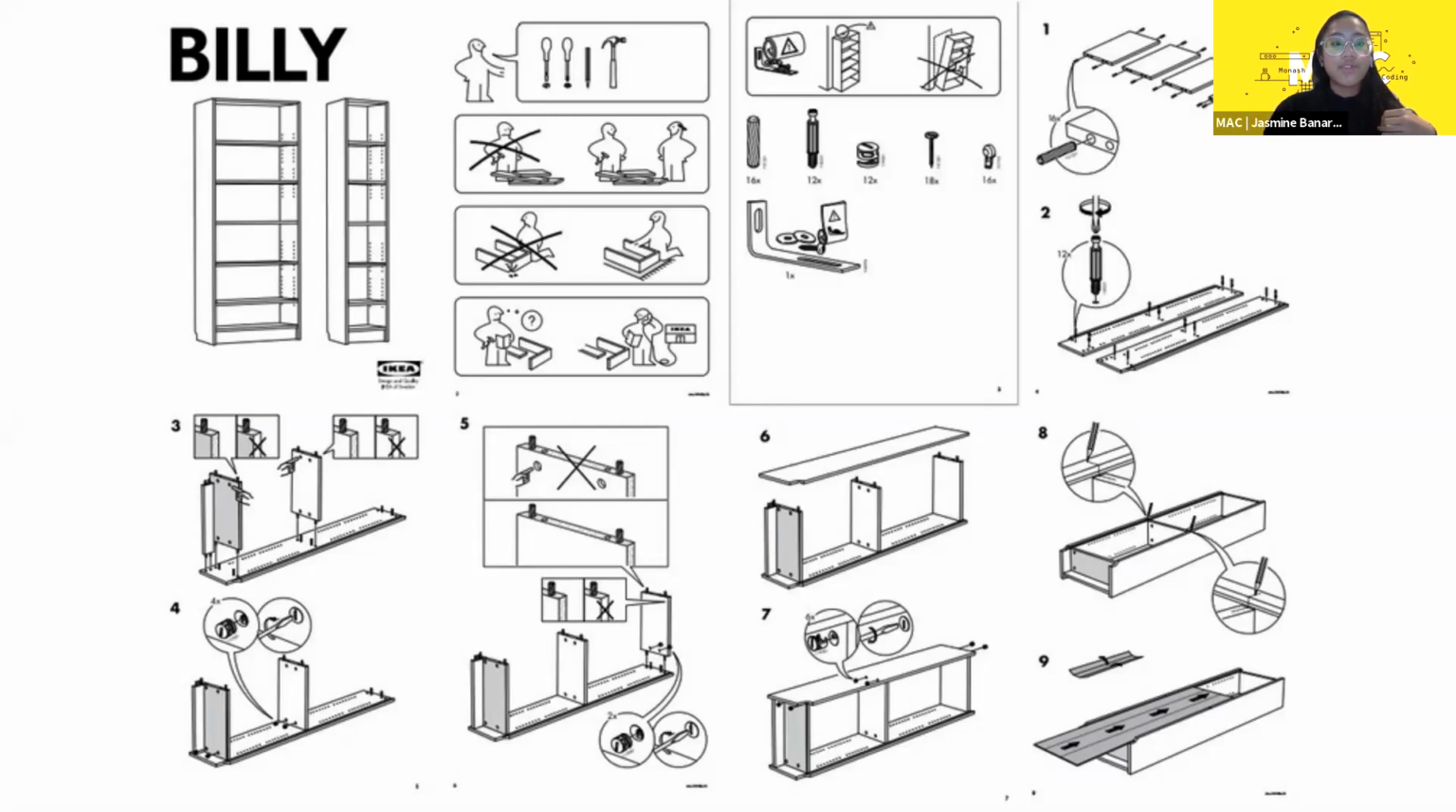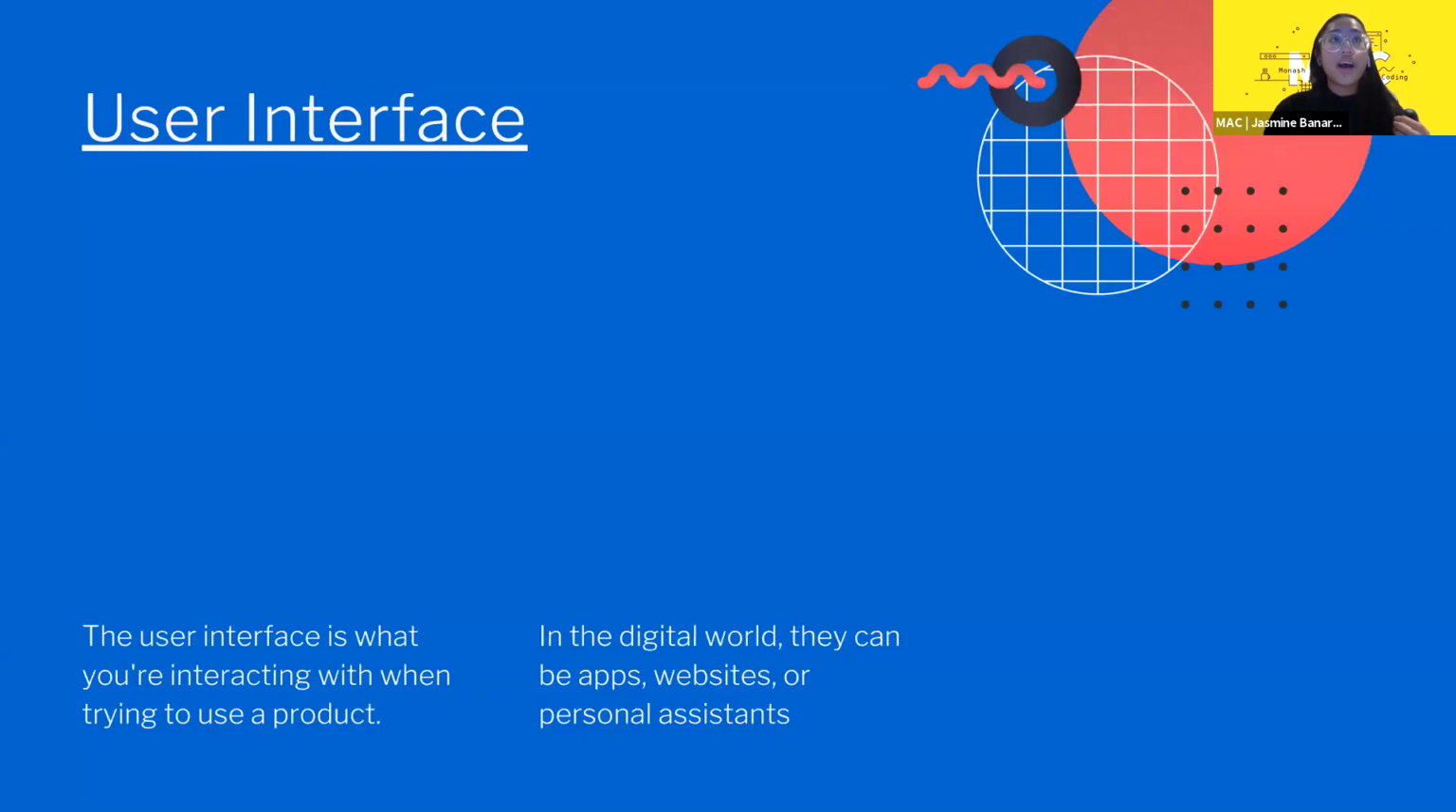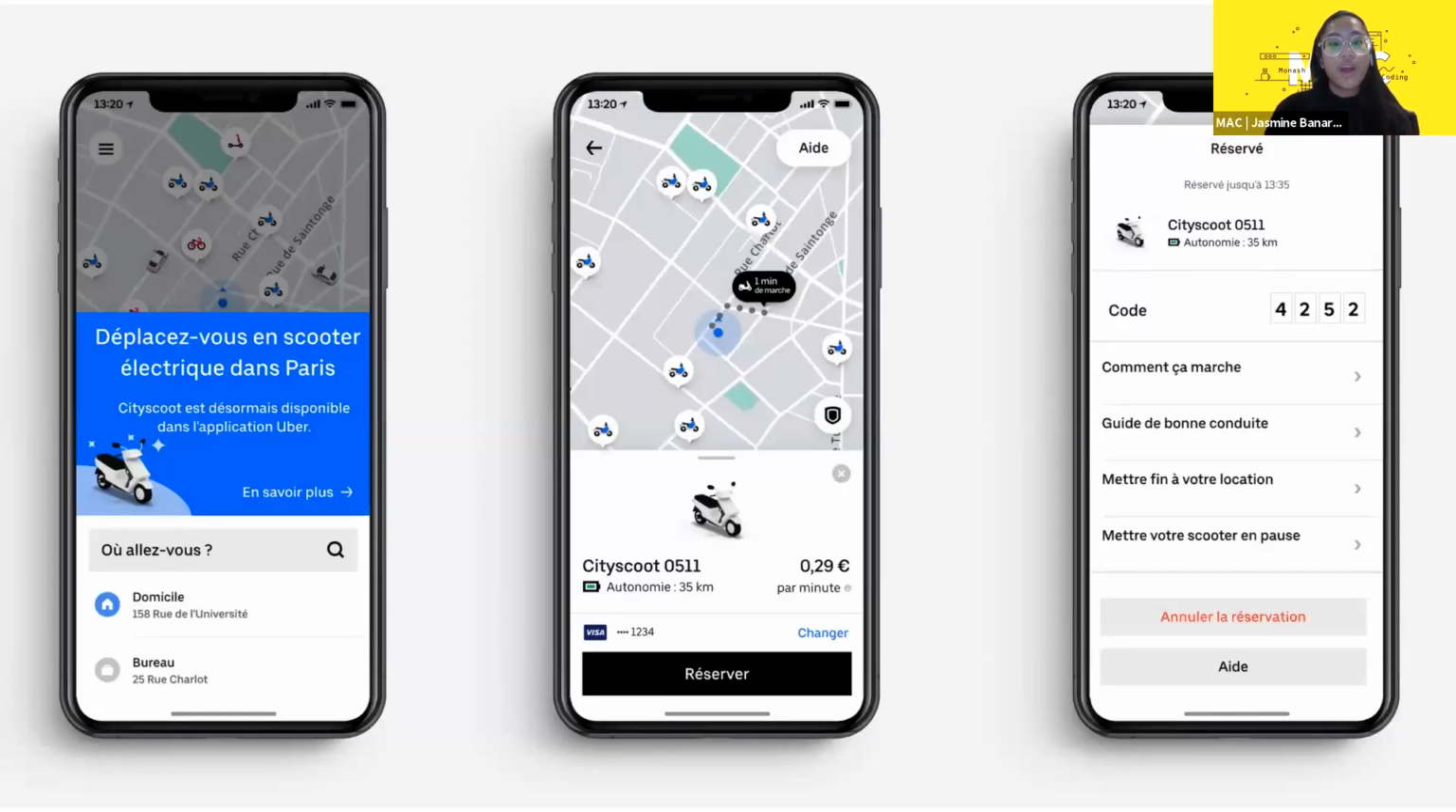In the context of the digital world, UI can be anywhere from websites to apps or even personal assistants. Just to give you an example, when you're trying to get a ride from Uber, what you're interacting with is the Uber app. So the Uber app is the UI. The ride that you're ordering is the product, and what you're interacting with is the UI, which is the app, what you see on the screen.